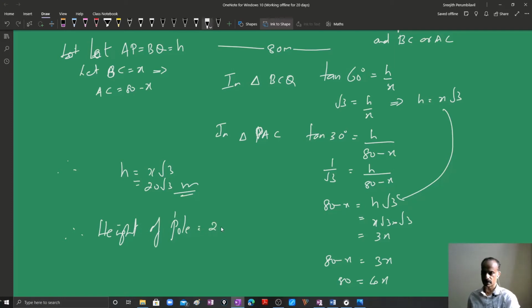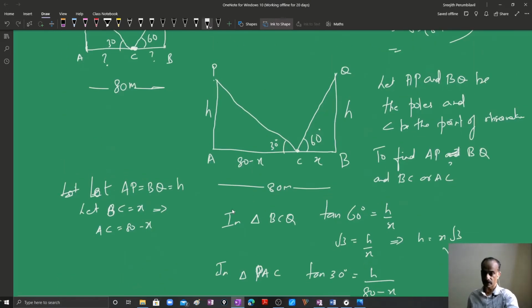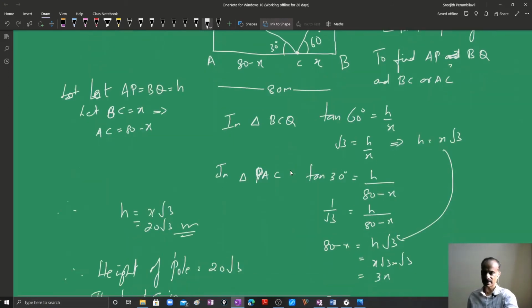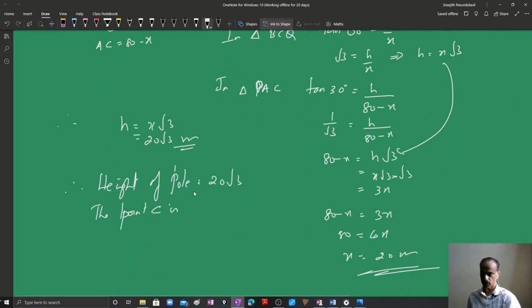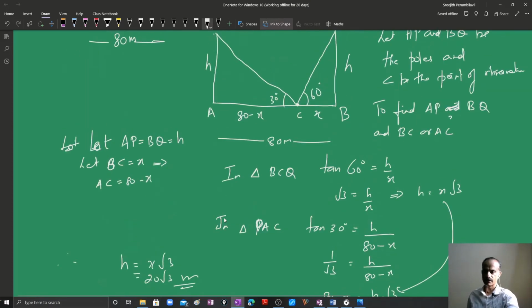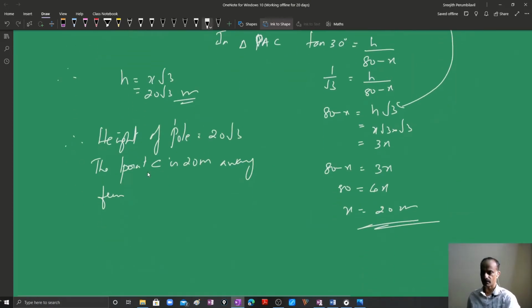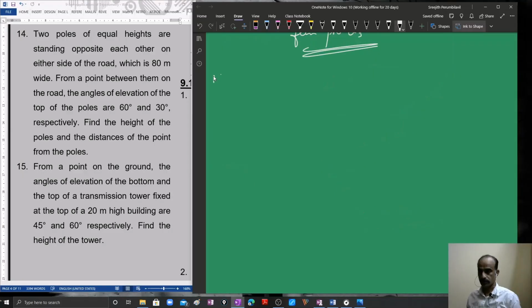is equal to 20 root 3, and the second, if you are asked to find the distance of the point from the pole, you just find either this distance or this distance. This is X, how much? 20 meter. The point C is 20 meter away from pole QB. This is what we have to do. 11.